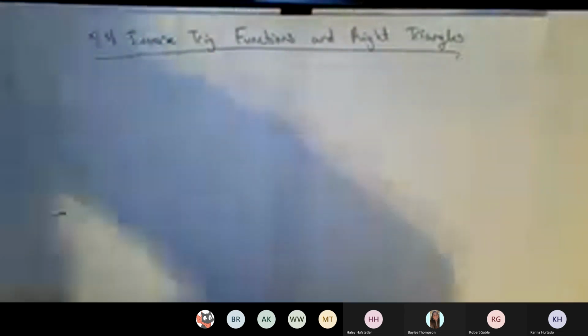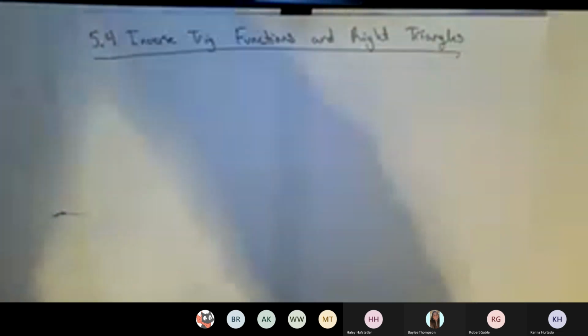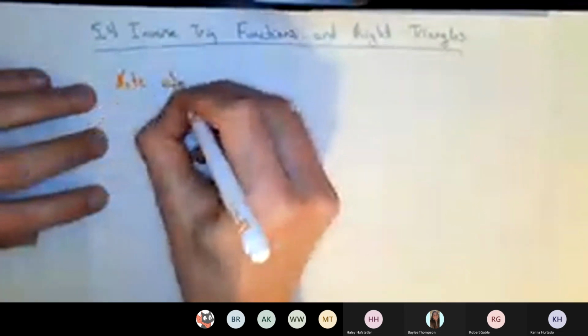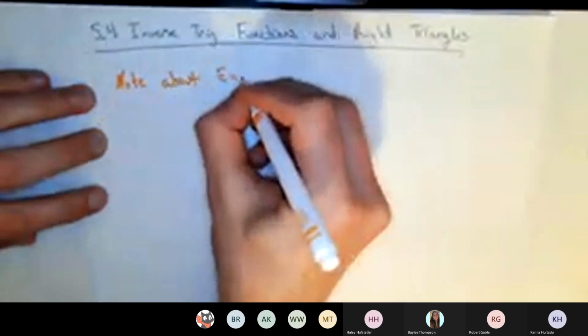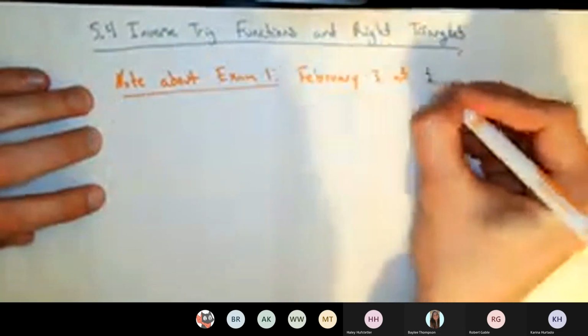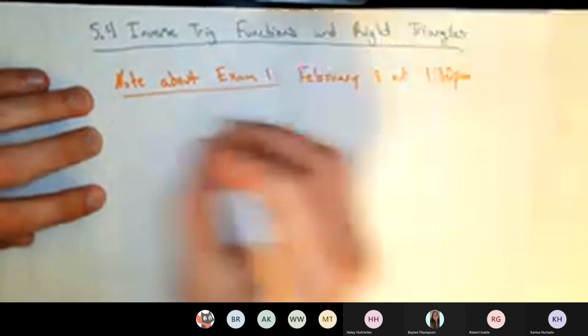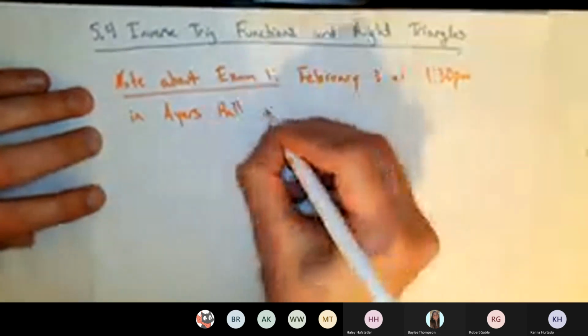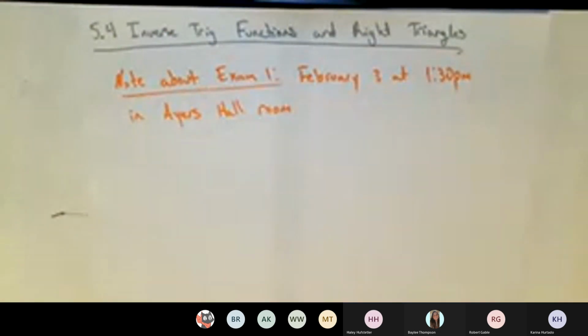First, a quick note about the upcoming exam, which is on the 3rd of February, so a week from today. Note about exam 1. It's on February 3rd at 1:30 p.m. in Ayers Hall, room, I believe it's 355. Let me make sure. I've got it written down.